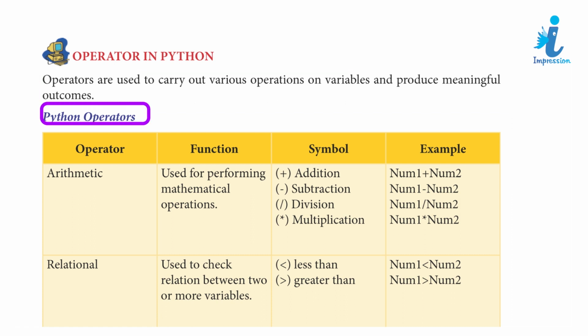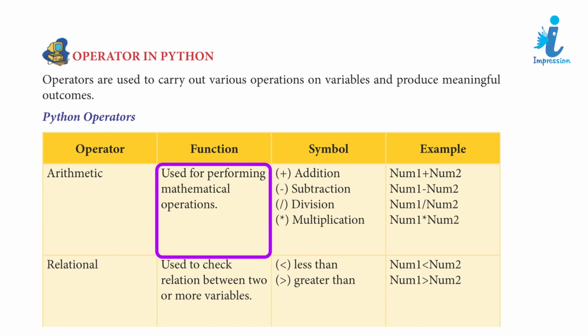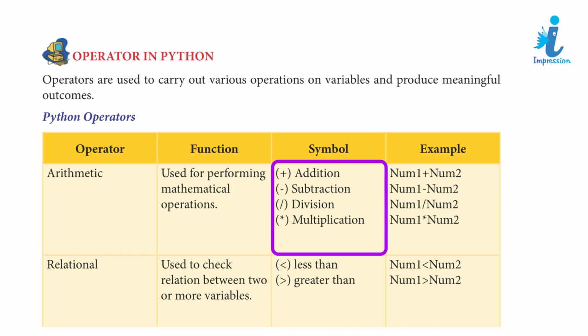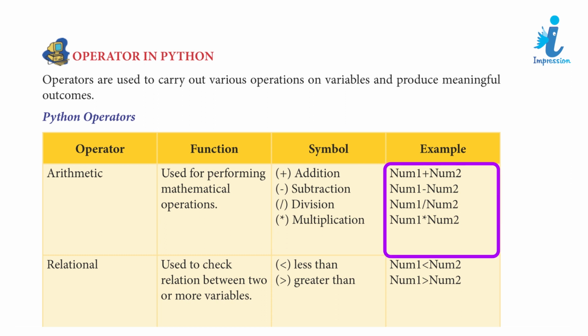Python operators. Operator, function, symbol, example. Arithmetic. Used for performing mathematical operations. Addition, subtraction, division, multiplication. Number 1 plus number 2. Number 1 minus number 2. Number 1 divided by number 2. Number 1 multiplied by number 2.